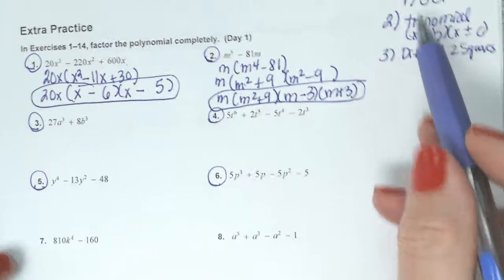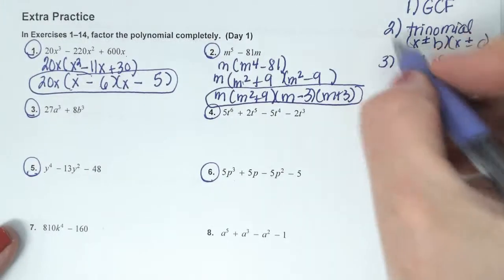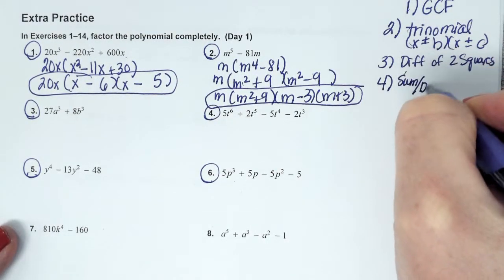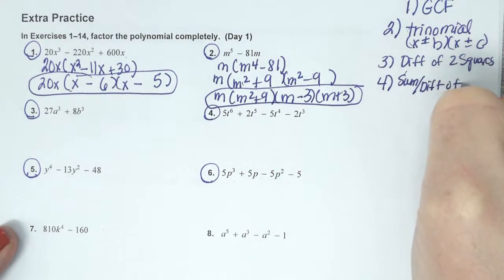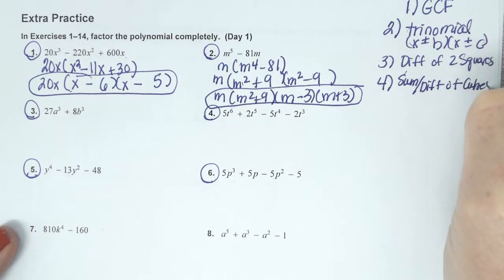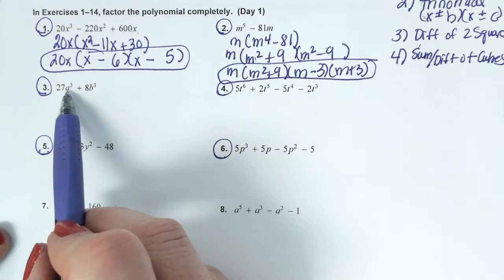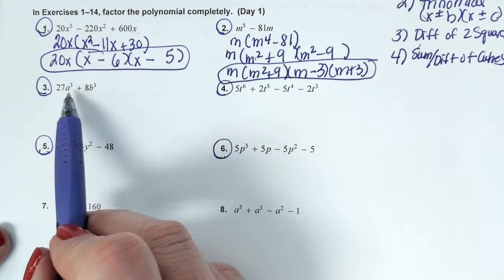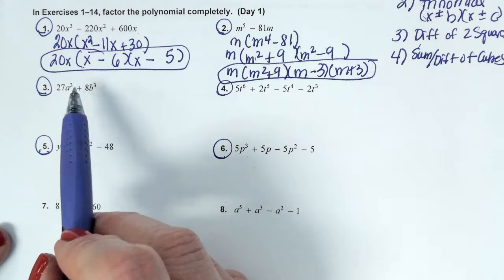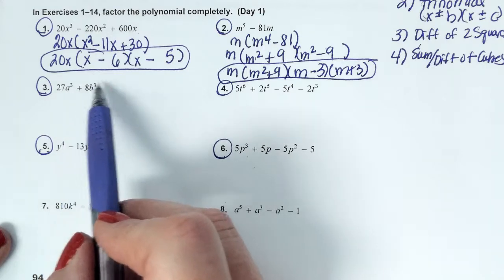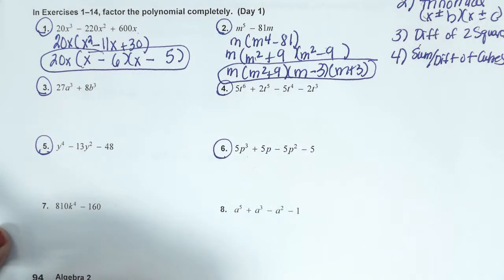All right, so we look for these three things. We've had these three types. Another thing we can look for is the sum or the difference of cubes. The sum or the difference of cubes. Let's look at number 3. Right there it is, isn't it? That's the sum of two cubes. See how this is a perfect cube, this is a perfect cube, everything's a perfect cube?